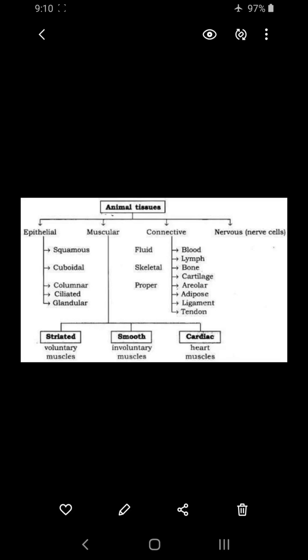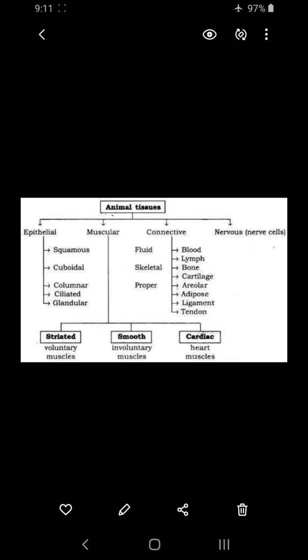Epithelial tissue is subdivided into five categories: squamous, cuboidal, columnar, ciliated and glandular. Muscular tissue is divided into three categories: striated muscles, smooth muscles, cardiac muscles.